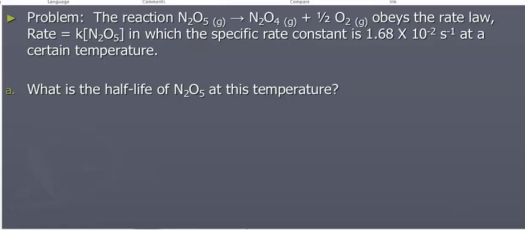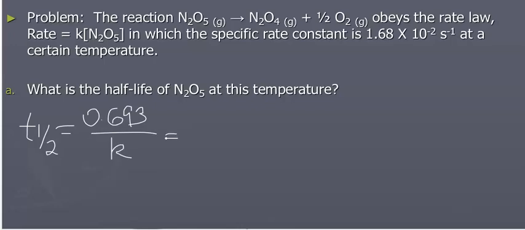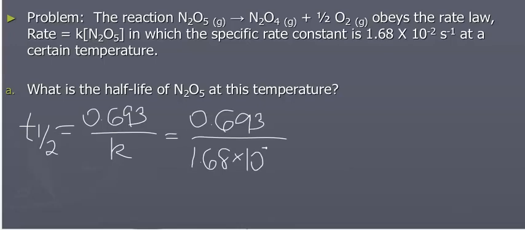Part A of this problem says to find the half-life of N2O5 at this temperature. This is a first order overall reaction. So the half-life is equal to 0.693 over K. So 0.693, we're given K, the constant in the problem, 1.68 times 10 to the negative 2 reciprocal seconds. So when we solve this, the half-life for this particular reactant is 41.2 seconds.